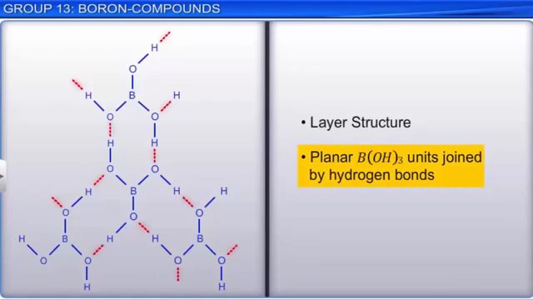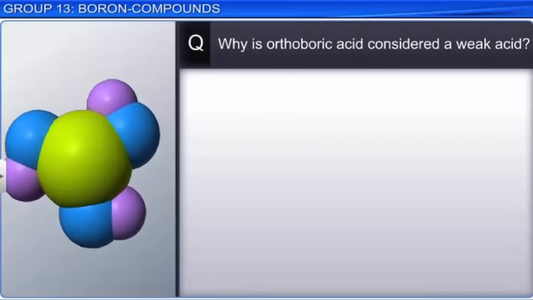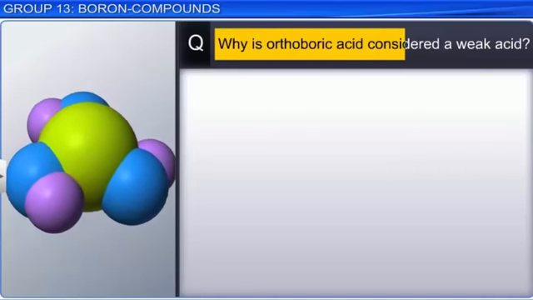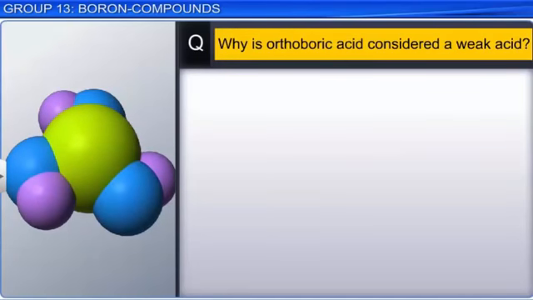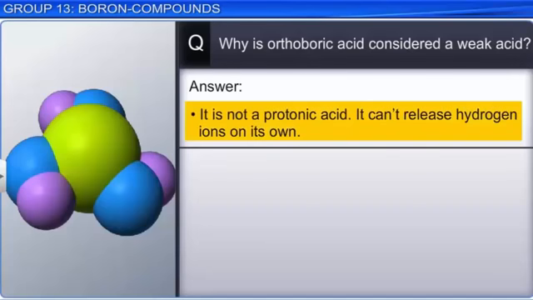Try to answer this question independently before proceeding. Why is orthoboric acid a weak acid? Answer. One definition of an acid is its ability to release hydrogen ions. Orthoboric acid is not a protonic acid and doesn't release hydrogen ions on its own. It acts as a weak Lewis acid.